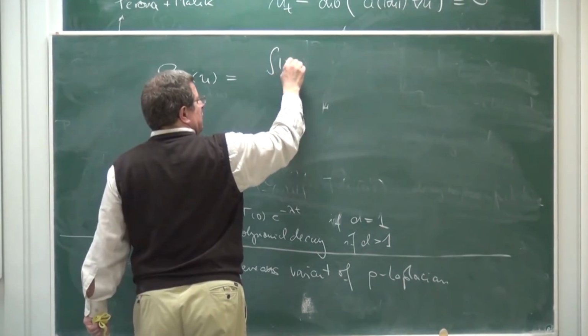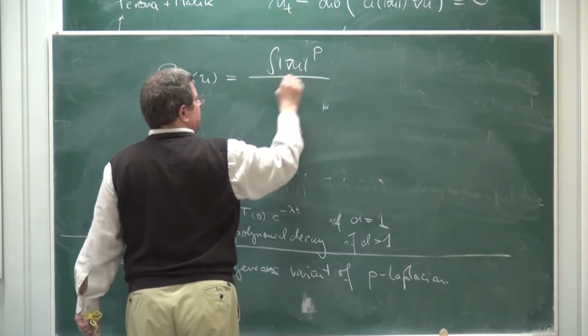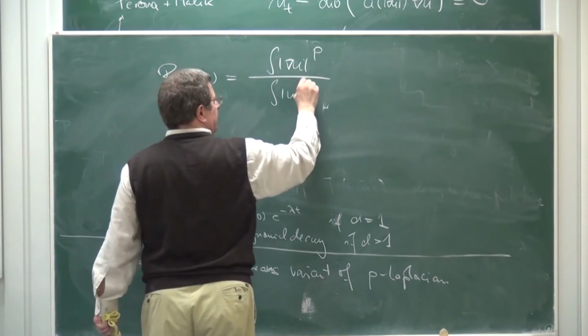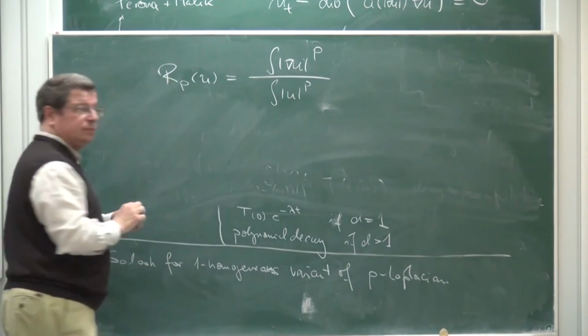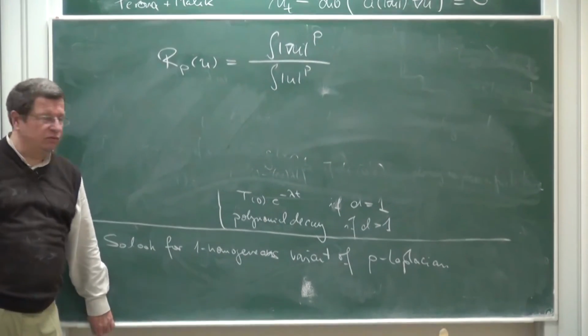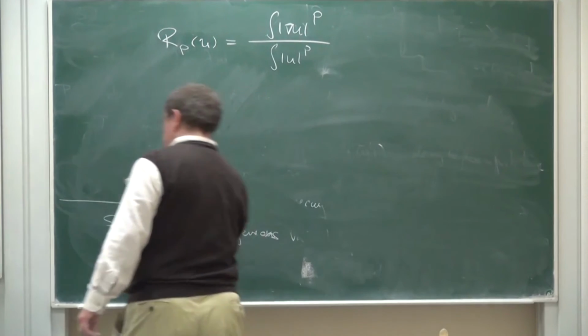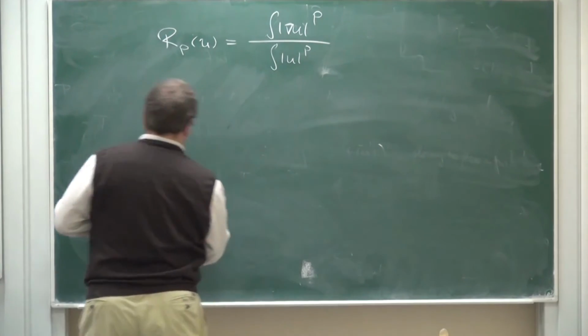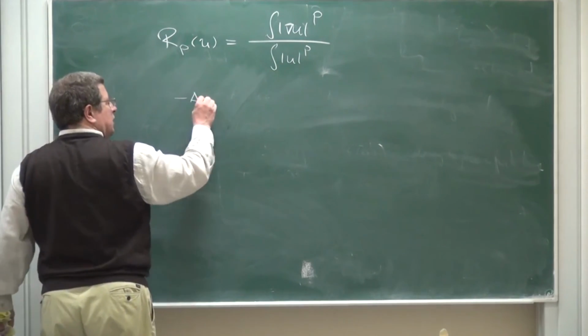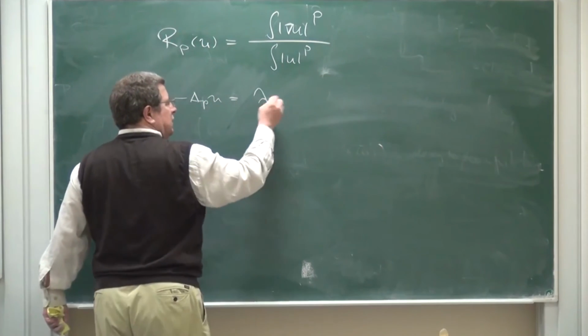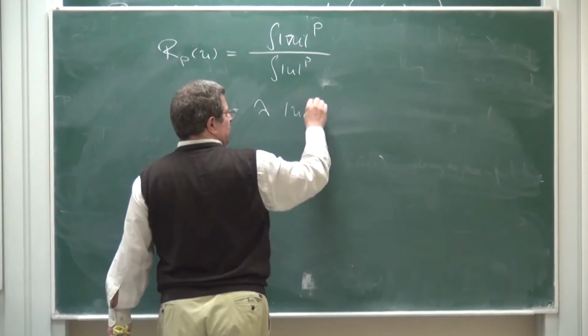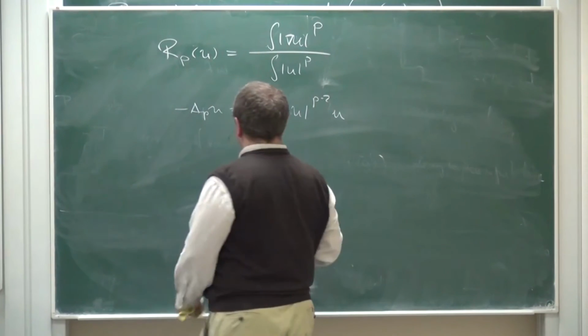as minimizers of this Rayleigh functional. Yes. For p equal 2, it's the usual Rayleigh functional. And then what you find out is that the corresponding Euler equation is minus the p-Laplacian of u equals lambda times |u| to the p minus 2 times u.